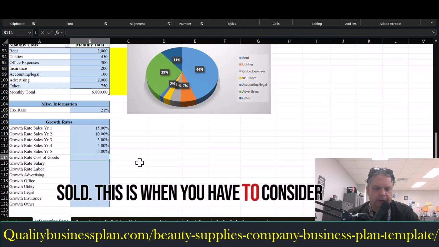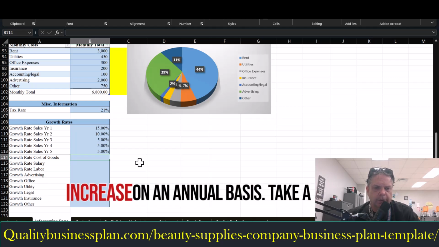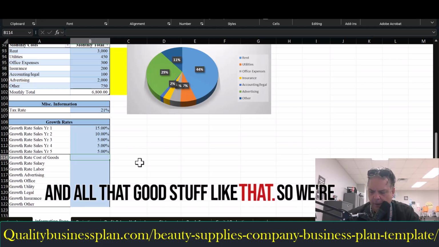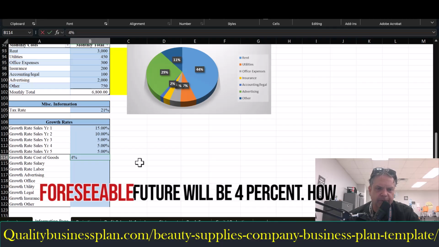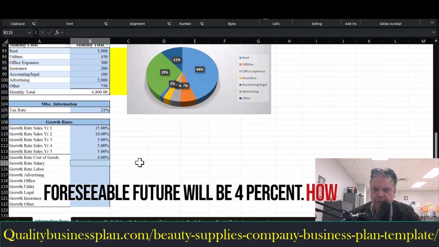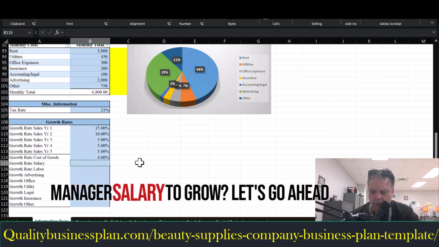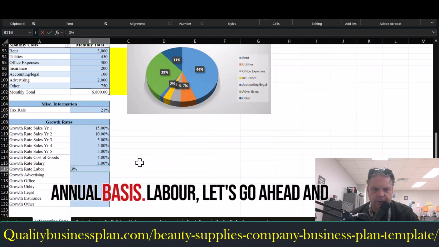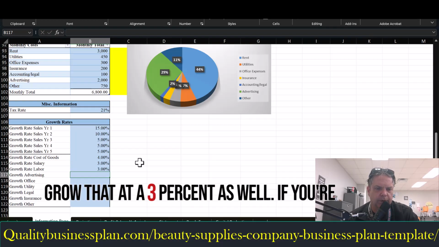This is when you have to consider how much your cost of goods are going to increase on an annual basis, taking into consideration inflation, tariffs, and all that good stuff. So we're going to go ahead and say for the foreseeable future it will be 4%. How much do you want your salary and your manager's salary to grow? Let's say 3%, again on an annual basis. Labor, let's grow that at 3% as well.